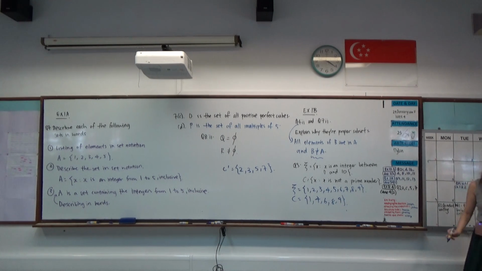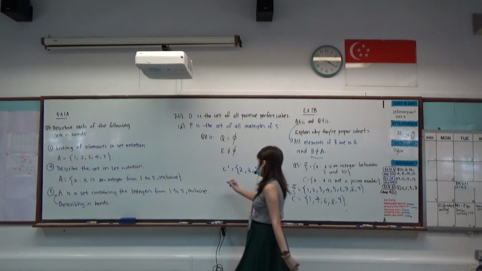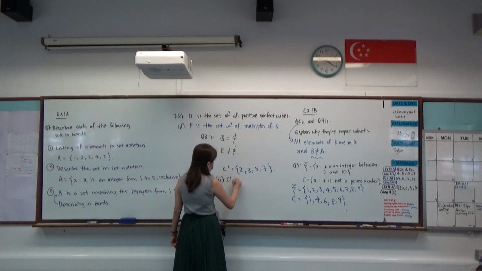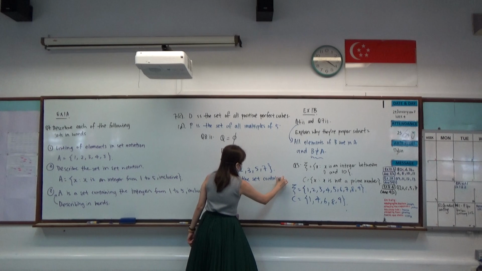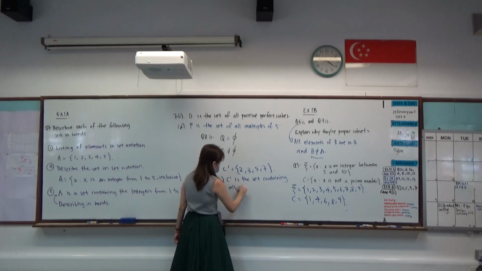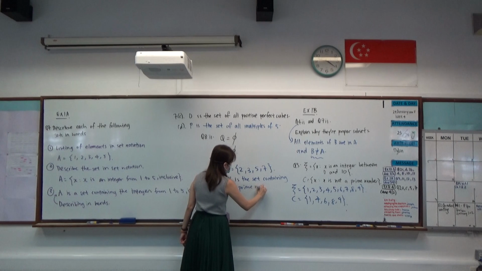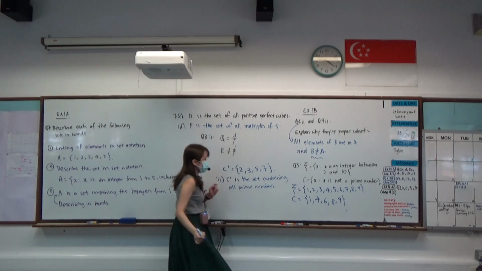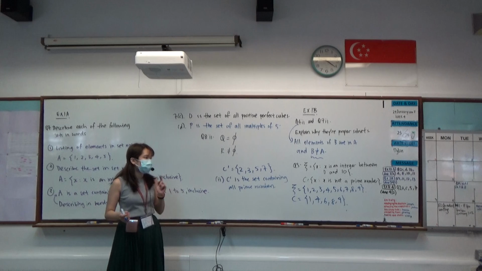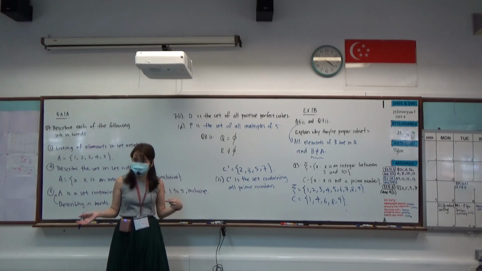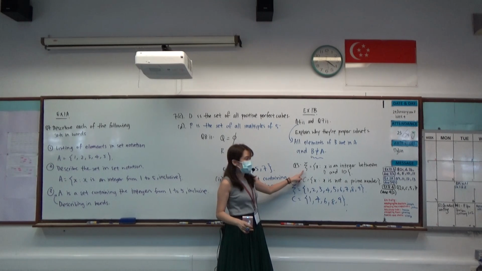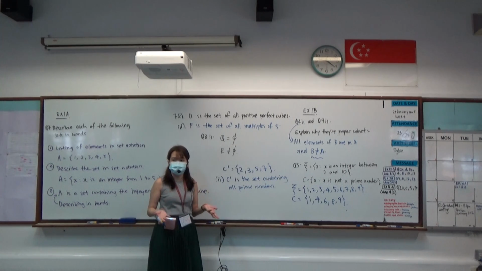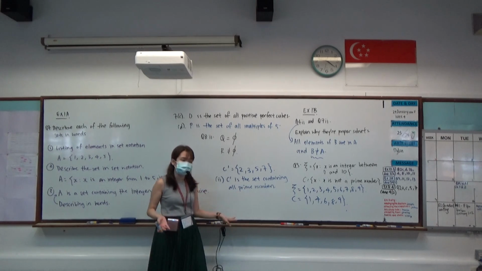Then in part 2, describing the set C prime in words, you can just say that C prime is the set containing all prime numbers. You did not have to tell me that they are all prime numbers from 0 to 10 because it is already bounded by a universal set. So there is a universal set being described already, so no need to further elaborate on that.